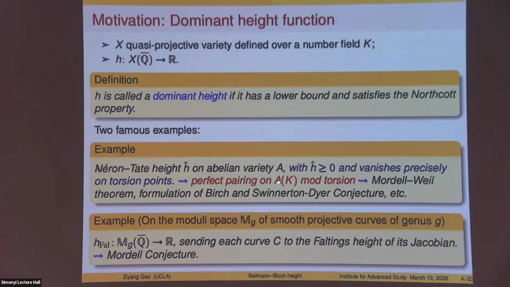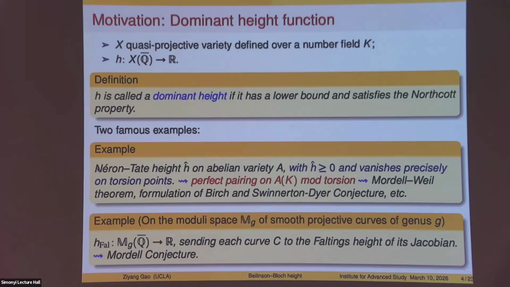And if you have this one, then we can see that we do have a perfect pairing on A(K) mod torsion. Because of this, this defines a positive definite quadratic form on A(K). But here, pay attention, I'm really talking about A(K) mod torsion. But for this case, it's even stronger. You can base change to R. Okay, and this example is useful. This height is very useful in studying many questions on arithmetic of abelian varieties.